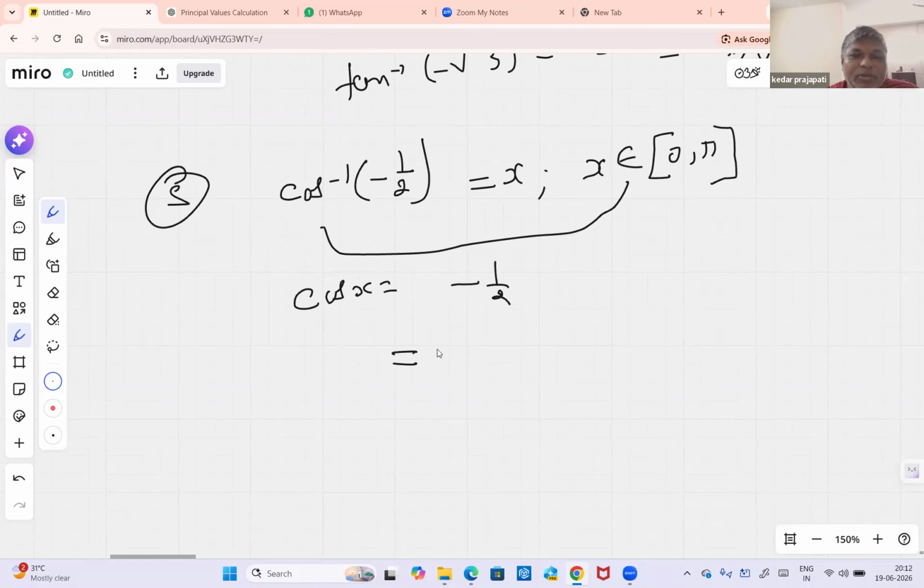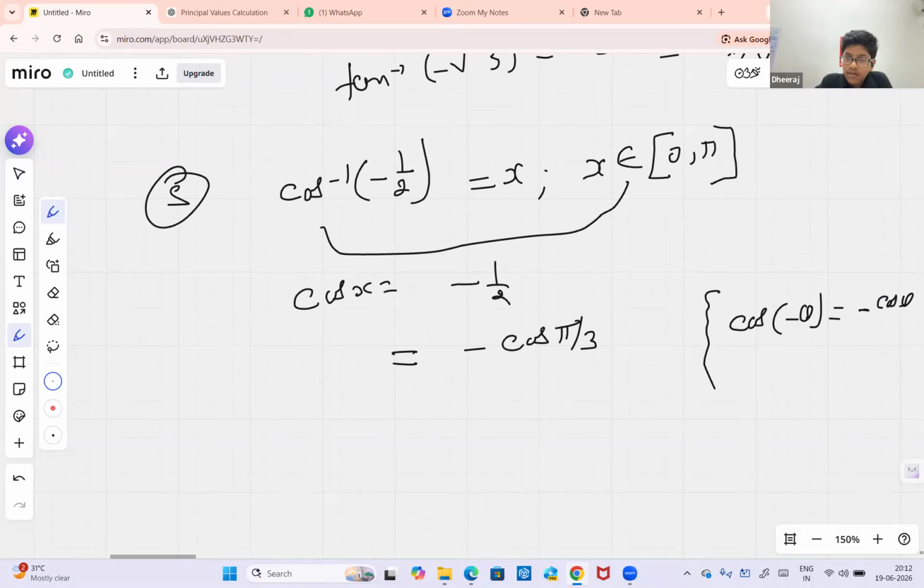Right? Cos is minus half at how much? Cos pi by 3. Right? Now the problem arises. What happens? Cos minus theta is equal to minus cos theta. So I cannot write it now like this. No, it's not supposed to be minus cos theta. This is cos theta. Okay, sorry.